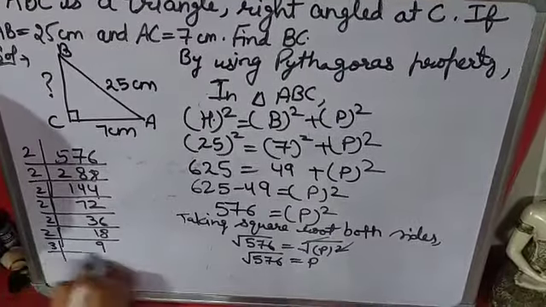Again we will do pairing of same numbers like this, and one number is taken out from each pairing. From this 2 will come, from this 2 will come, from this 2 will come, and from this 3 will come. Now multiply: 2 twos are 4, 4 twos are 8, 8 threes are 24. So here perpendicular is 24. It means BC is 24 centimeter.